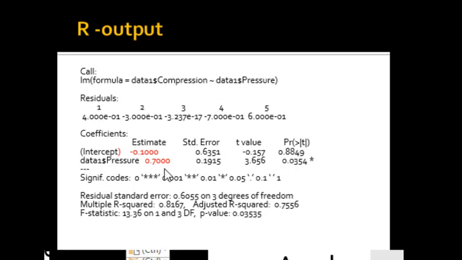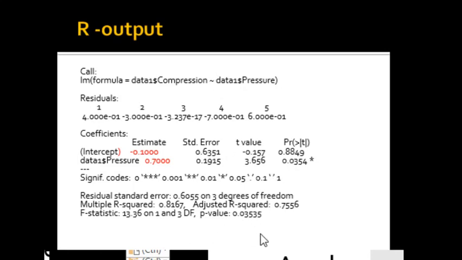And in the previous lecture, we conducted a hypothesis test for the beta 1, the slope value, and this was the test statistic 3.656 with a p-value of 0.0354. At 0.05 alpha, we rejected the null and we said that the beta 1 value is significant.